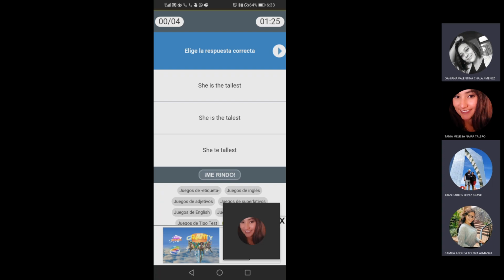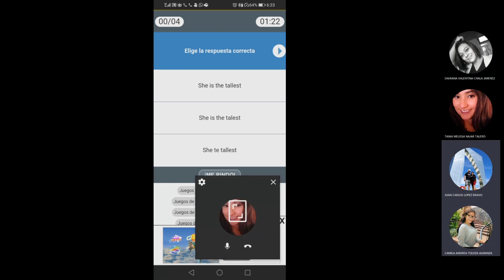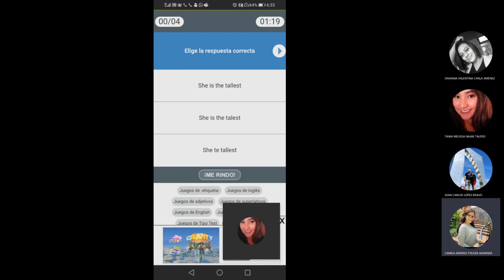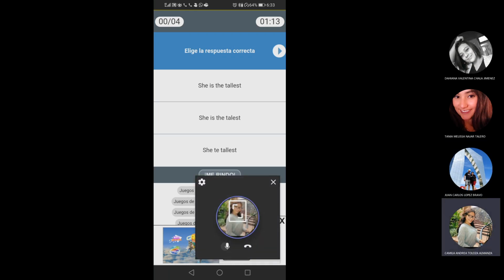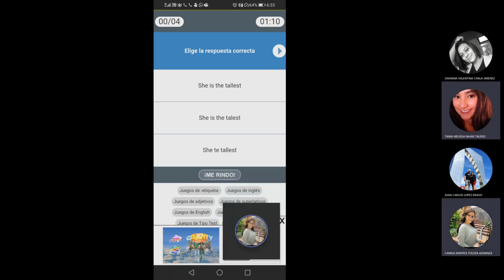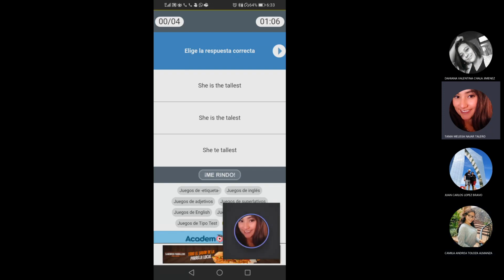The first one. This is the second example. What do you think? I guess the first one. Camila? The first one, Diana, because it's written in a good way, in a correct way. So that's why it is the first.